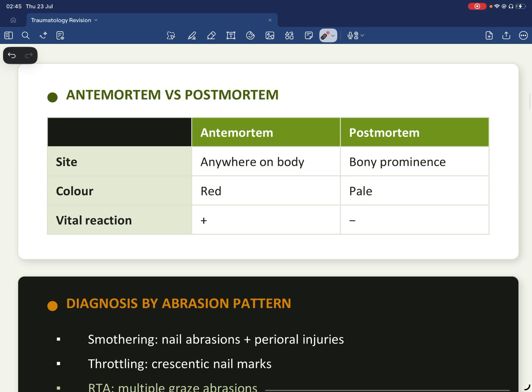Difference between antemortem and postmortem abrasions: antemortem can be caused anywhere on the body, whereas postmortem is usually caused in a bony prominence. The color is red in antemortem and pale in postmortem. Vital reaction is seen in antemortem and not seen in postmortem.